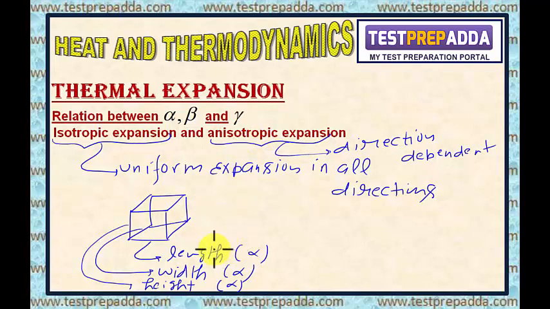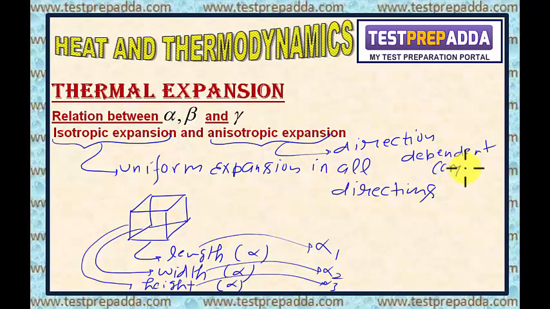But if the coefficient of linear expansion for length is, let us say, alpha 1, for width it is alpha 2, and for height it is alpha 3, meaning the coefficients of linear expansion are different in different directions, then the expansion will not be uniform in all directions, and it will be called anisotropic expansion. And dear students, let me tell you that anisotropic expansion is mainly observed in crystals.